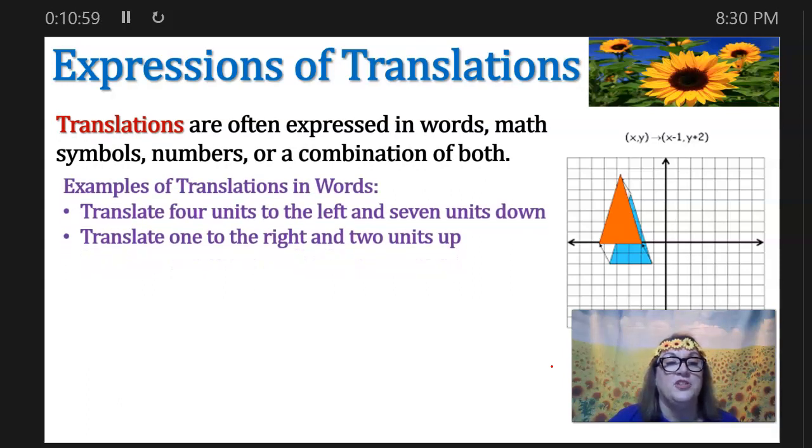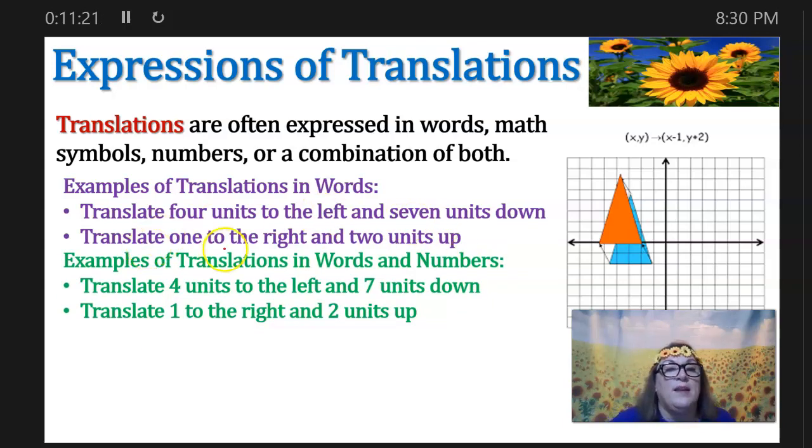Examples of translations in words look like this. Let's translate 4 units to the left and 7 units down. That's basically telling you in words what to do to that geometric shape. We're going to just move it 4 units left and 7 units down. Also translate 1 unit to the right and 2 units up. That's another way that's just listed in words.